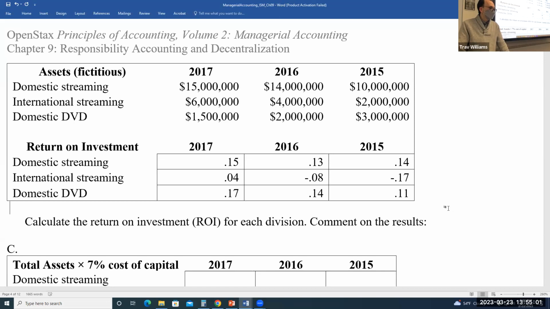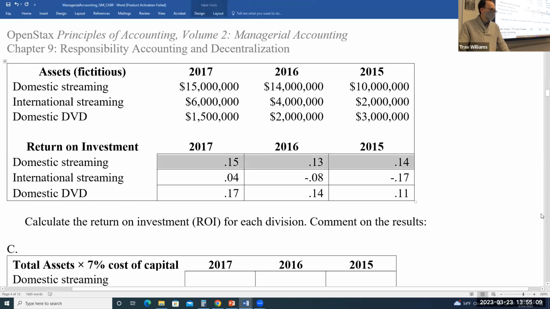So let's take a look at these ROIs. It's the same 3 divisions, same 3 years. How did the domestic streaming division do over those 3 years? It's like they slipped a little bit in 2016 and then bounced back in 2017, right? International streaming, again, they went from a negative ROI, just like they had negative profits, to positive. And domestic DVD continued to improve.